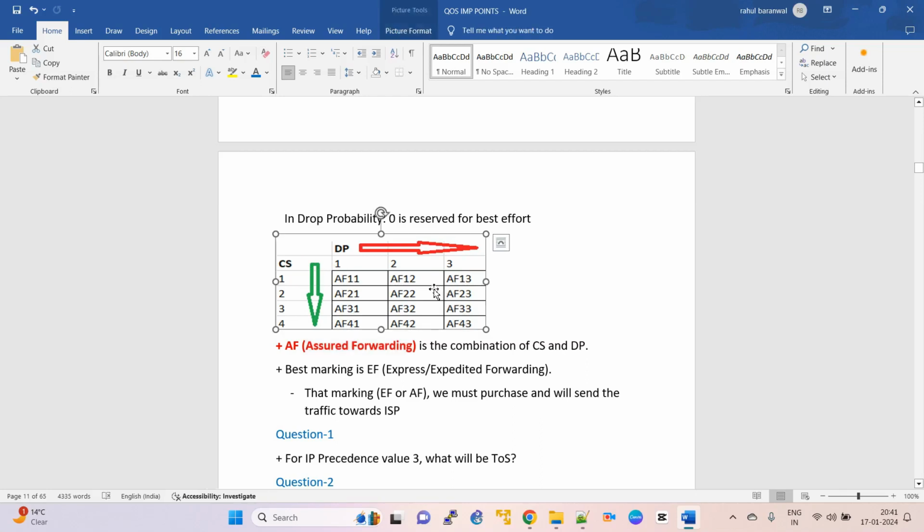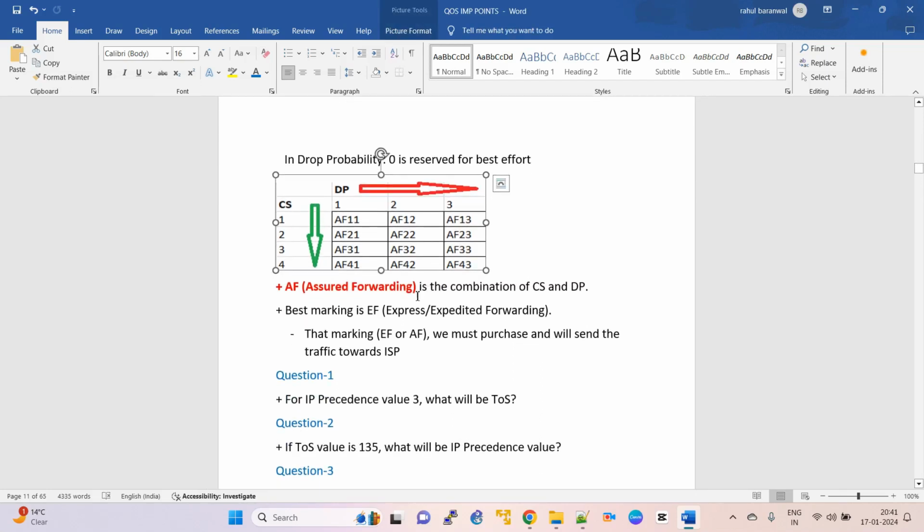So all these are markings, and the best marking in quality of service is expedited forwarding, that is known as EF, right? All these markings actually we have to purchase from the ISP. Without purchase, we can't apply them. If you apply these markings on your traffic, the ISP will reject them and will consider all the traffic as best effort, right? We need to know that these markings are very expensive. It's not easy to buy. Only big companies buy these markings.